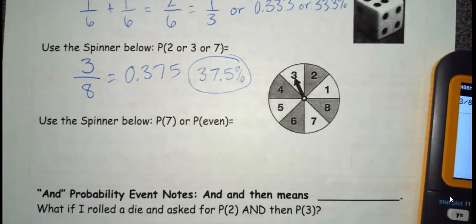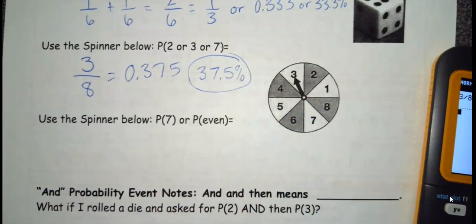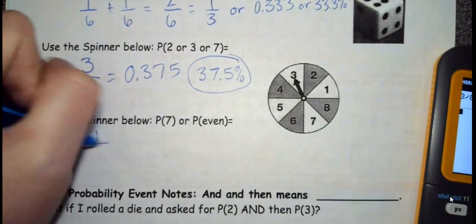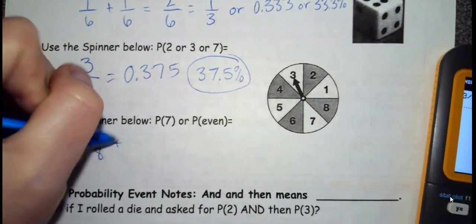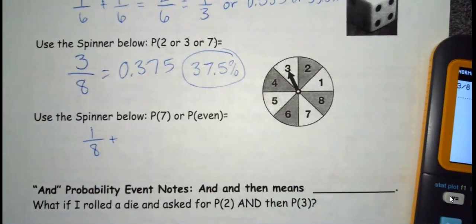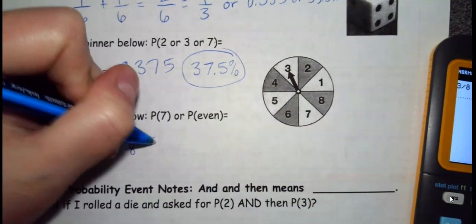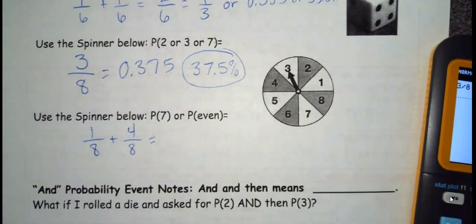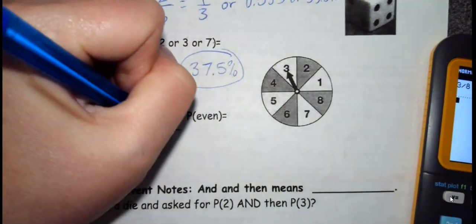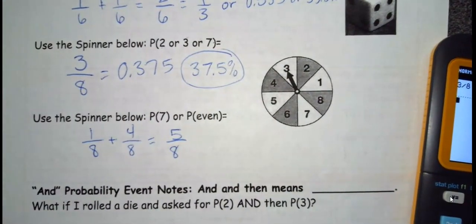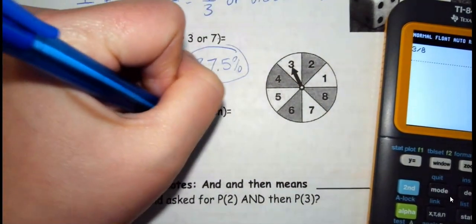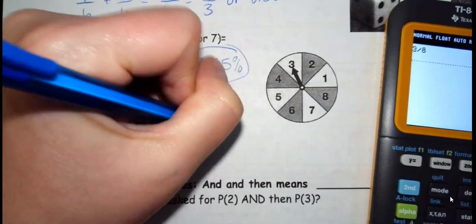Good. So we're going to use the spinner below again. So the probability of 7. All right, quiet. The probability of spinning a 7 would be 1 out of 8, but the even numbers, how many of these are even here? 4 of them. Some of you may look at it and think, oh, I want to simplify that to 1/2, which is fine. But when you're adding fractions, it's easier to leave the denominator the same. So 5 out of 8 would be your answer, which is 62.5%, or 0.625.